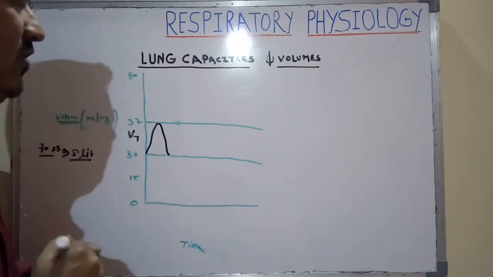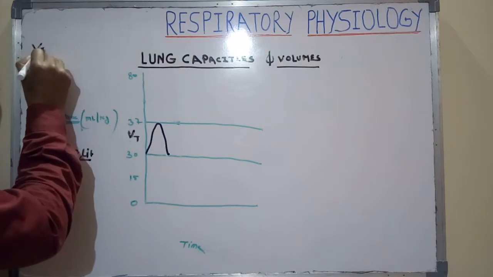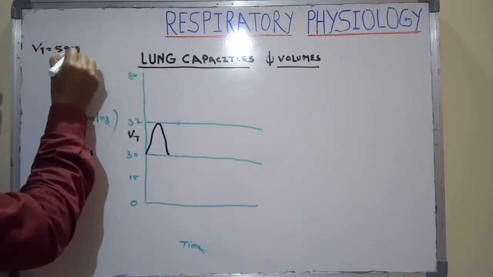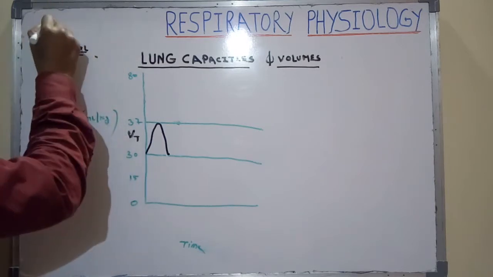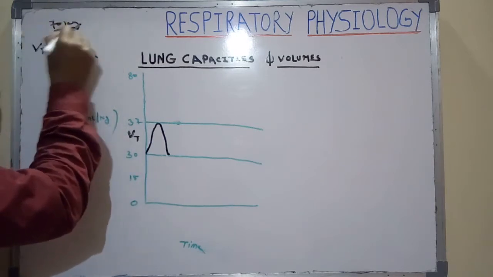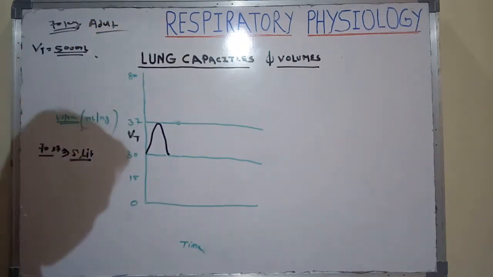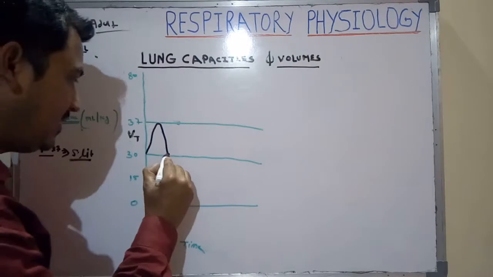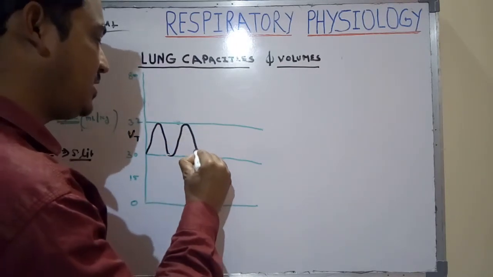So what is the normal tidal volume? 500 ml. For what? For a 70 kg adult. And all these values will be for a 70 kg adult. Okay. So now again the inspiration, again the expiration.